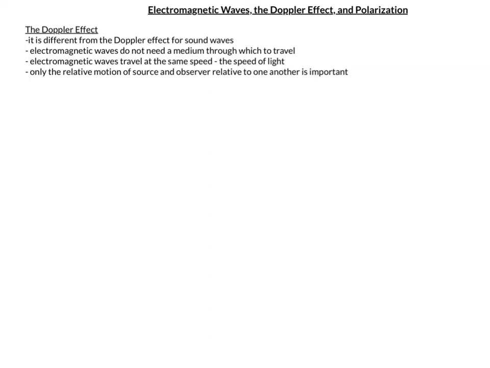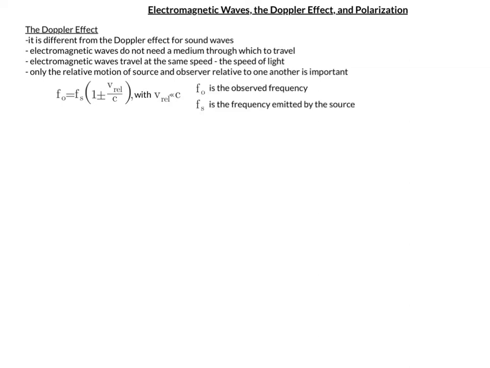Here we have the equation for the Doppler effect. As I said, it's much simpler than what we dealt with for sound waves. So the frequency of the observer is the frequency of the source times 1 plus or minus the relative speed between source and observer divided by the speed of light. And we assume here that the relative speed between source and observer is much smaller than the speed of light. Again, f_o is the frequency perceived by the observer. f_s is the frequency emitted by the source.